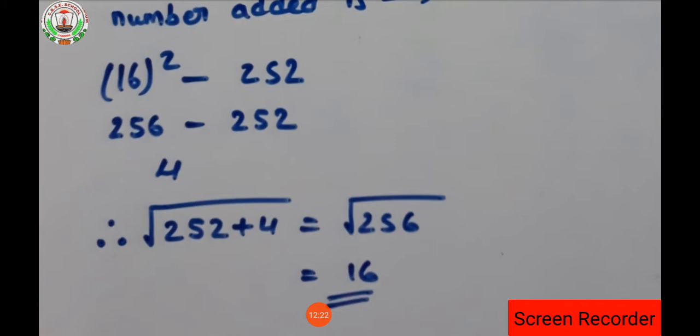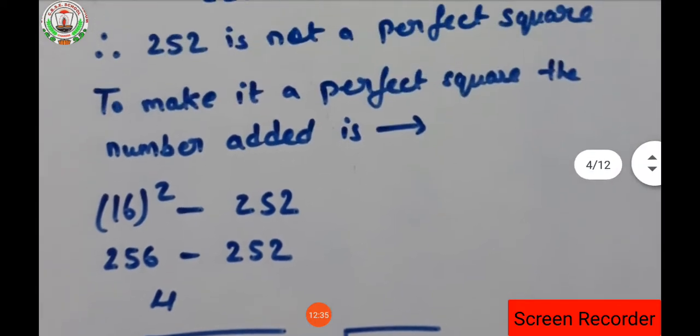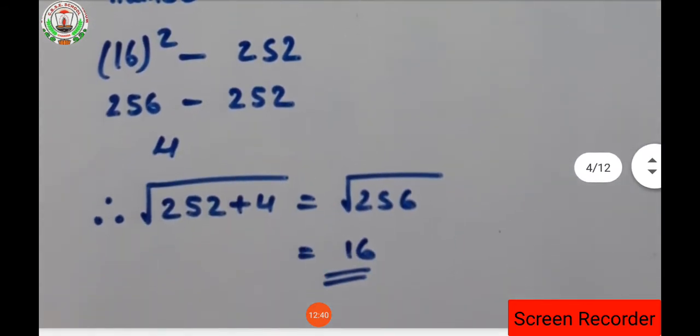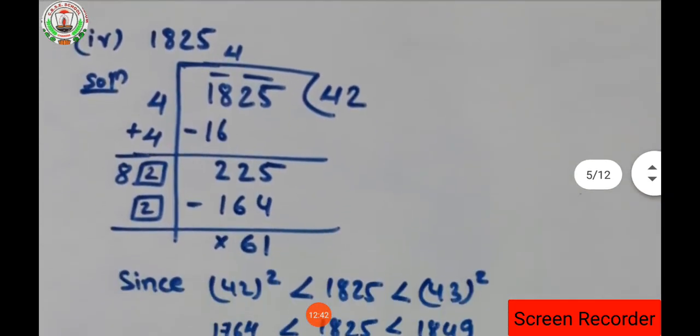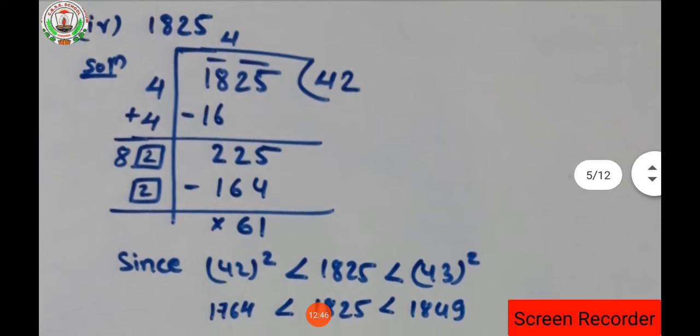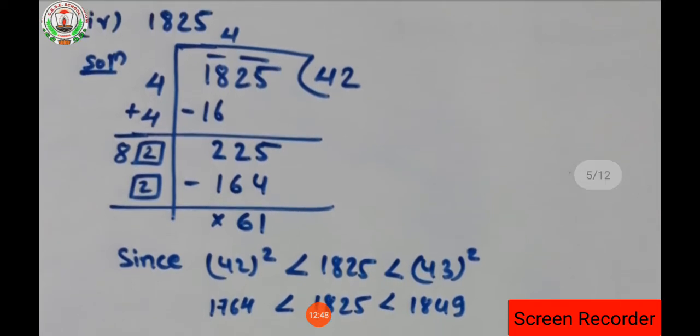So when 252 is added with 4, we will get a new number 256, and that number is a perfect square. So its square root will be 16, isn't it? How do you get 16? 16 comes from 16 square, that is 256. That's why. Clear? So here is the fourth question. So again the same pairing and long division method you have to use, isn't it? So in this way you can find it by the long division method.